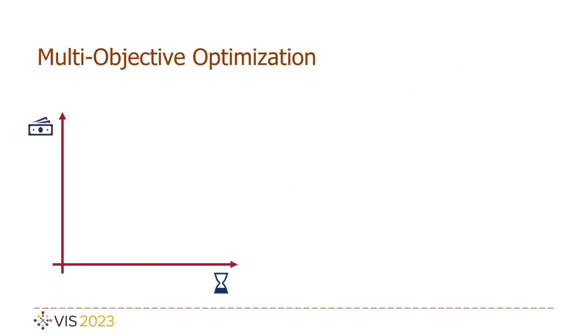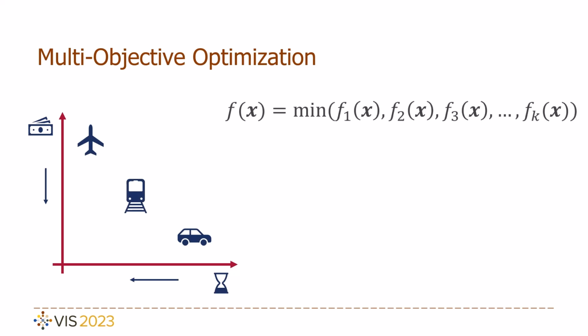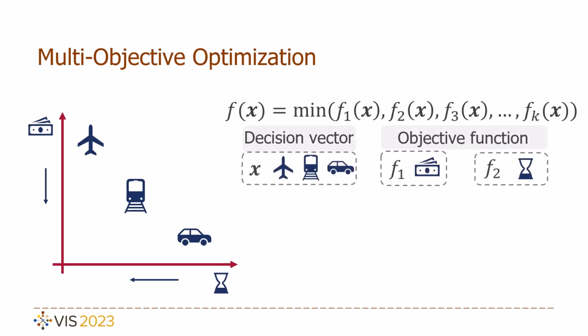Suppose that you want to choose a means of transportation that is both fastest and cheapest for a trip. An airplane is fast but expensive, while a car is cheap but slow, and a train stays in between. Mathematically, we formulate these kinds of problems as multi-objective optimization problems, where multiple objectives that may be in conflict with each other need to be optimized at the same time.